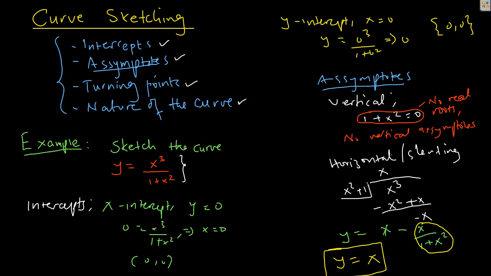Alright, so there we have the asymptotes. It's a slanting asymptote, y equals x. That's a line through the origin. Let's go ahead and work on the turning points. I'll just get a new page here.